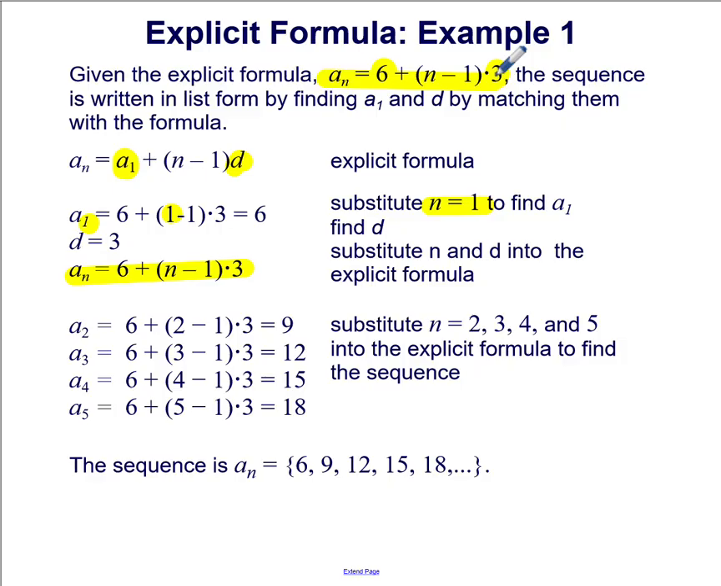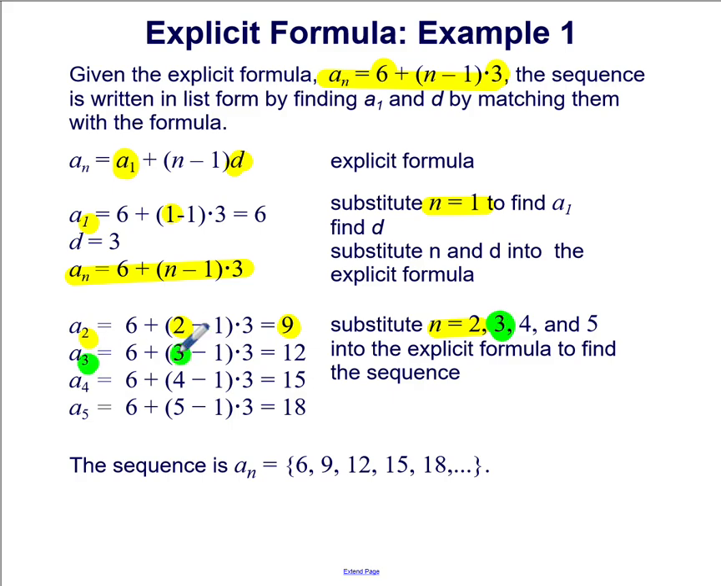Now, we're going to substitute n and d into the explicit formula to find other terms. So first we substitute n is equal to 2. So here and here we replace n with 2. And the second term in the sequence is 9. Next we're going to replace n with 3.